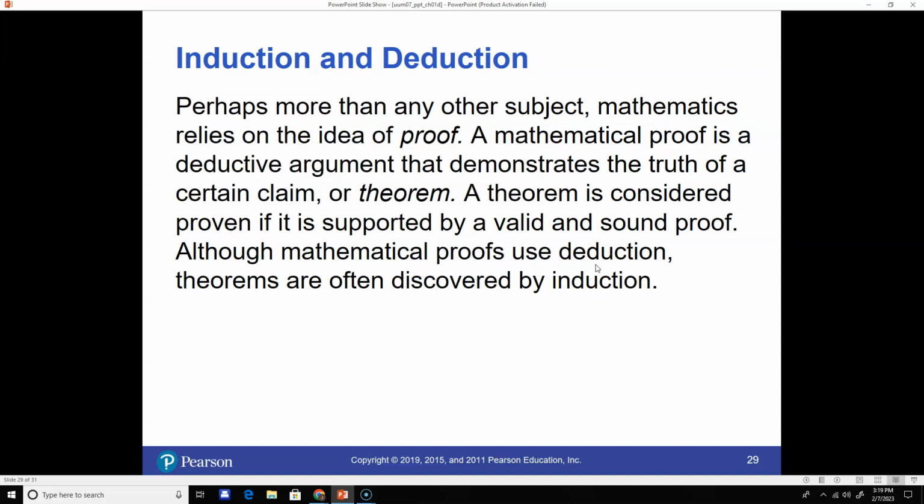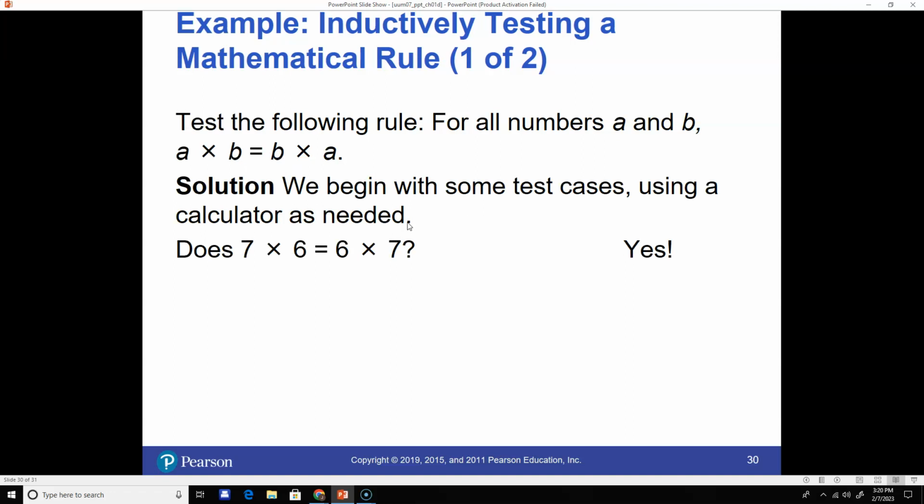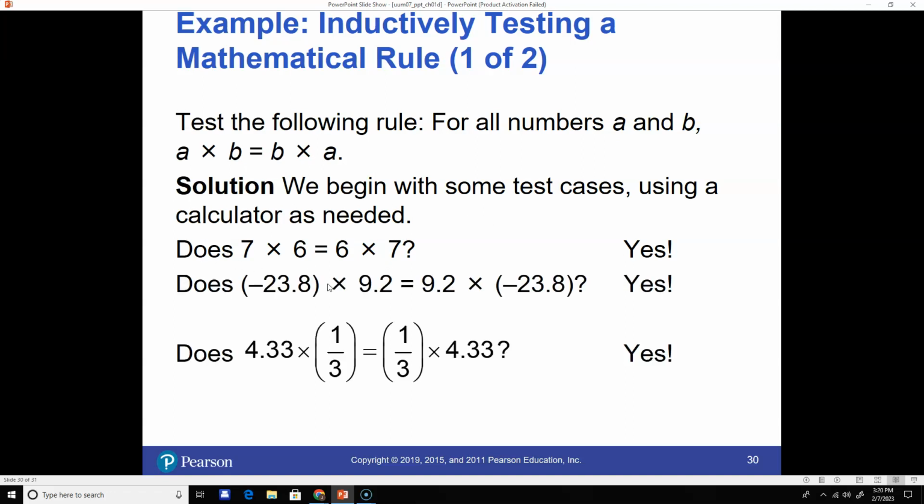Although mathematical proofs use deduction, theorems are often discovered by induction. Often the way we figure things out, sometimes we write them backwards. That is certainly true. So we'll look at a very basic one. Test the following rule for all numbers. A times B equals B times A. This is inductive testing, so this is not going to prove that this is actually true. It's just going to look at a bunch of examples. Is it true for 7 times 6 equals 6 times 7? Sure, they're both 42. You can punch all these in the calculator and see that they come out the same.